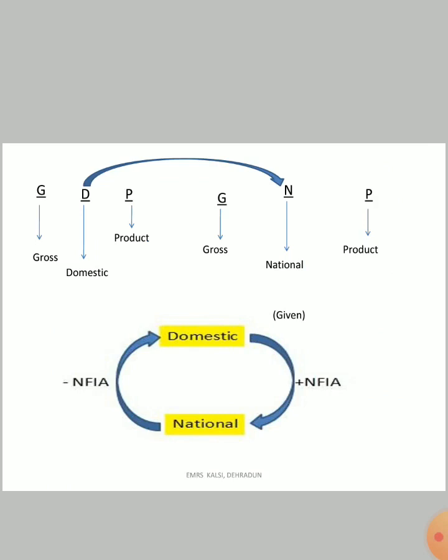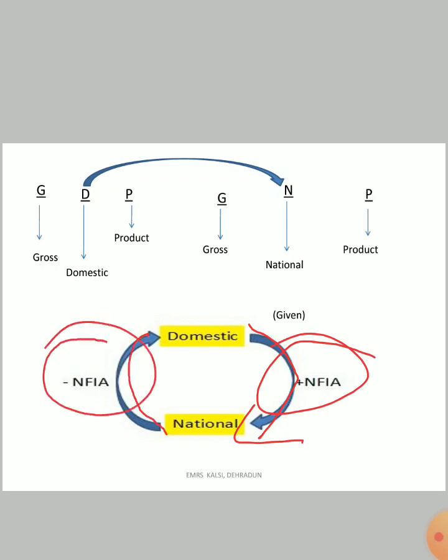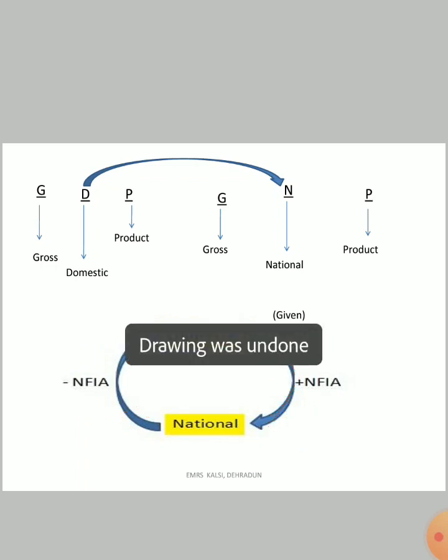So a simple formula is there. If we want to convert domestic into national, then what we have to do? We have to add NFIA. And if we have to convert national into domestic, then we have to subtract NFIA. NFIA means net factor income from abroad.